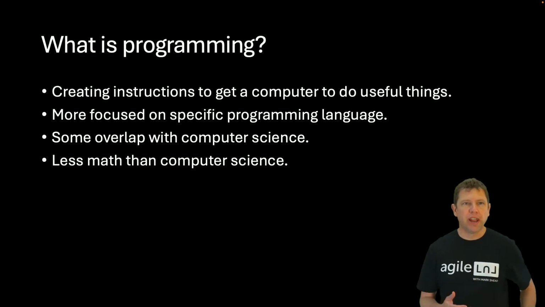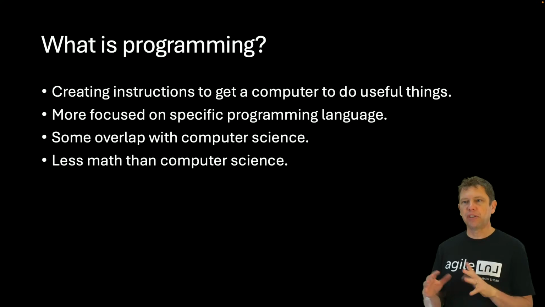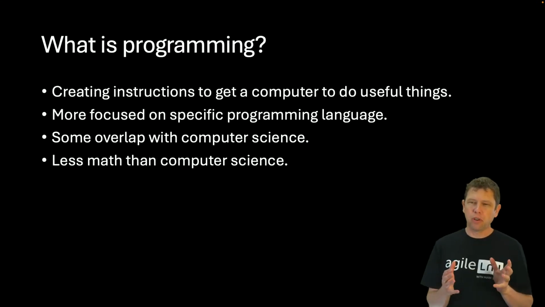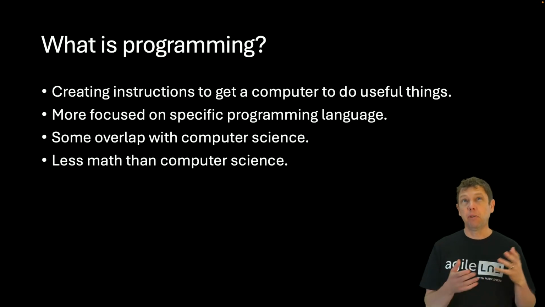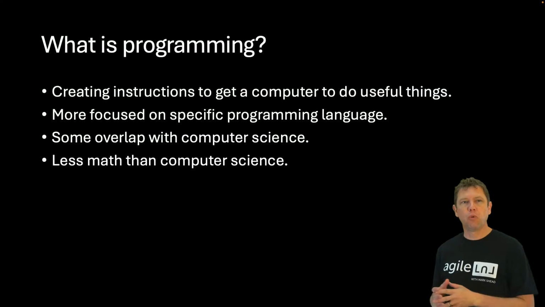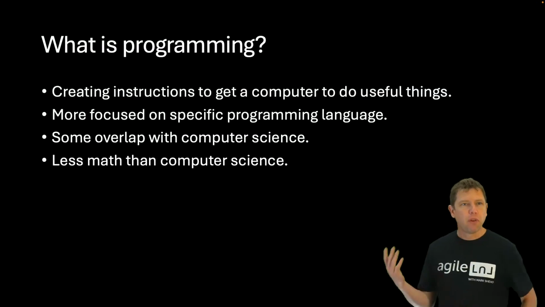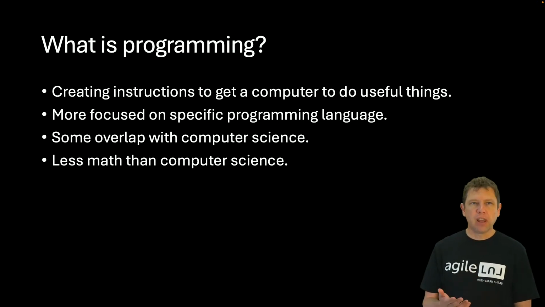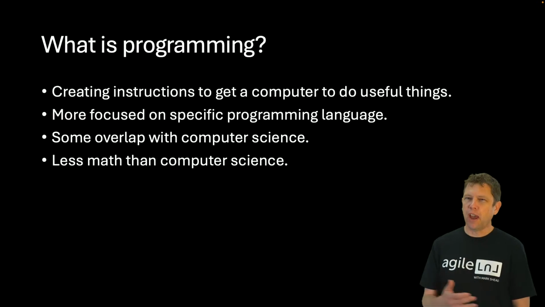Programming, on the other hand, is creating instructions to get a computer to do useful things. As you can imagine, that has a lot of overlap with computer science, but it's really focused more on the practical application of it. One way to think of this is if computer science is like learning physics, programming is more like learning engineering, or how to do a particular thing with the physics. It's often more focused on a specific programming language. There's some overlap with computer science. It's less focused on math than what you'd have in computer science.